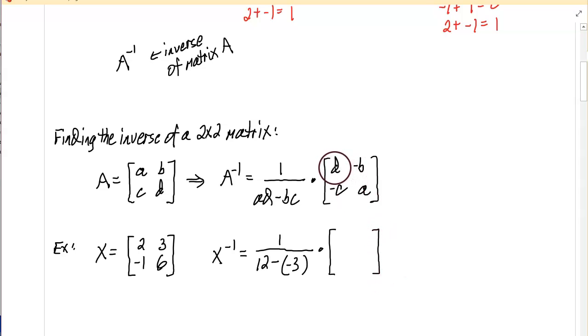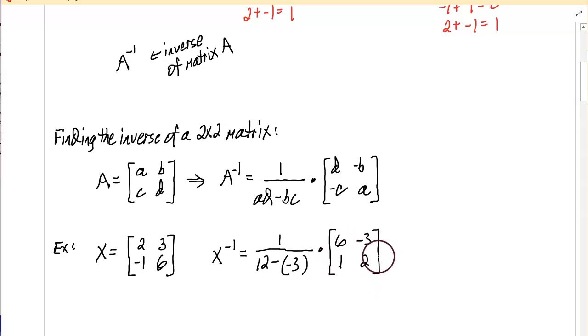The formula puts D here. What was D? D was the number in the bottom right corner. In our problem, that's a 6. Then it says negative of B. Take the negative of this number. So the negative of 3. Then the formula has a negative C in this position. Here's where C is located. Do the negative of this number. So the negative of negative 1. And then put A here. Well, what was A? A was the number in the upper left corner. So in our problem, the 2.